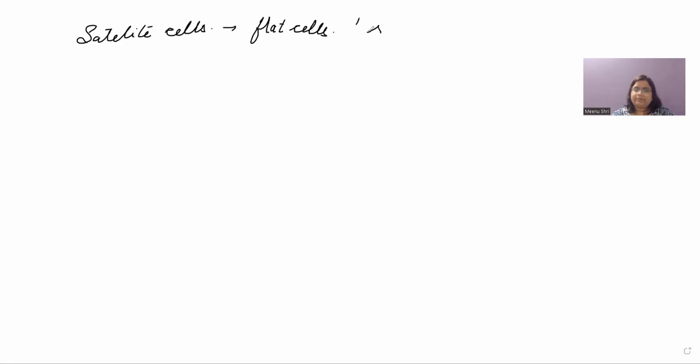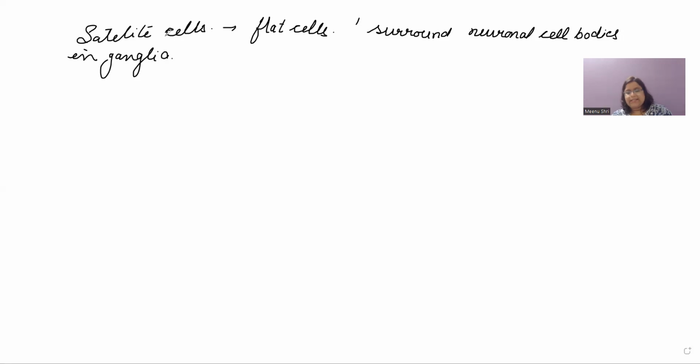They surround the neuronal cell bodies in ganglia. Okay, so these surround the cell bodies. Ganglia, where the peripheral nervous system's ganglia are present, means these satellite cells surround the neuronal cell bodies in the ganglia of the peripheral nervous system.